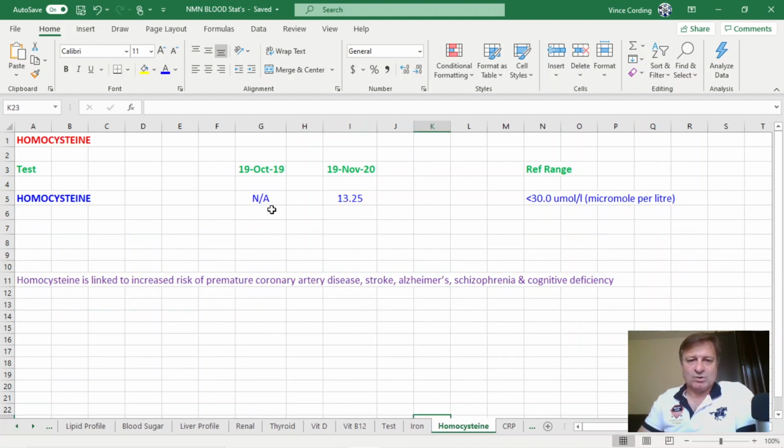Homocysteine wasn't checked last time, but was this time. And that's only because the last time I had this blood test done, it was the silver standard that I got. This time I got the gold, so they test a few more things. So non-applicable in that it wasn't included, and now it is, and it's within reference range.